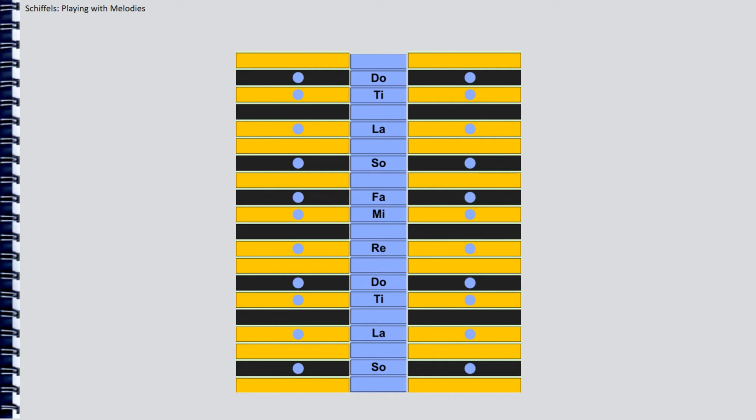The melody Clementine starts with do do do so mi mi mi do. If you tap on the left or the right side, you will hear this. Do do do dum. Do do do dum.